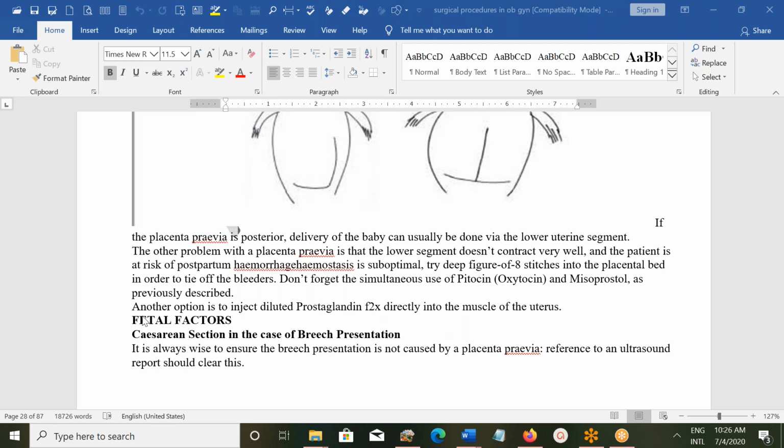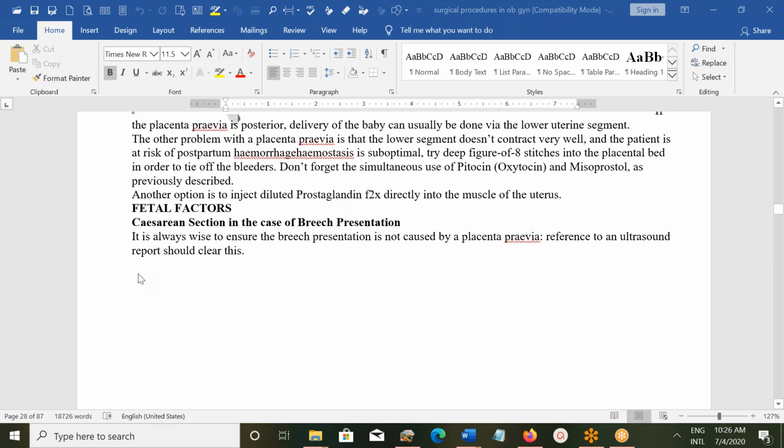So consultant input is essential. Then regarding the fetal factors, when you are doing cesarean section in the case of breech presentation, it is always wise to ensure the breech presentation is not caused by placenta previa.